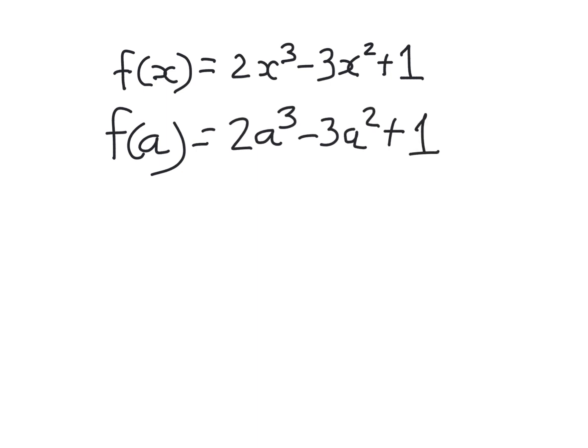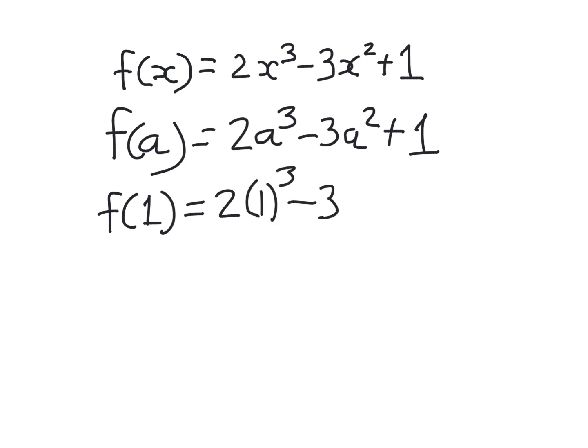Now, often you will need to calculate f of a number. So f(1), for example, means you take this original equation, everywhere you see an x, you replace it with 1. So it will be 2 times x cubed minus 3 times x squared plus 1. It's just 2 minus 3 plus 1, which is 0.